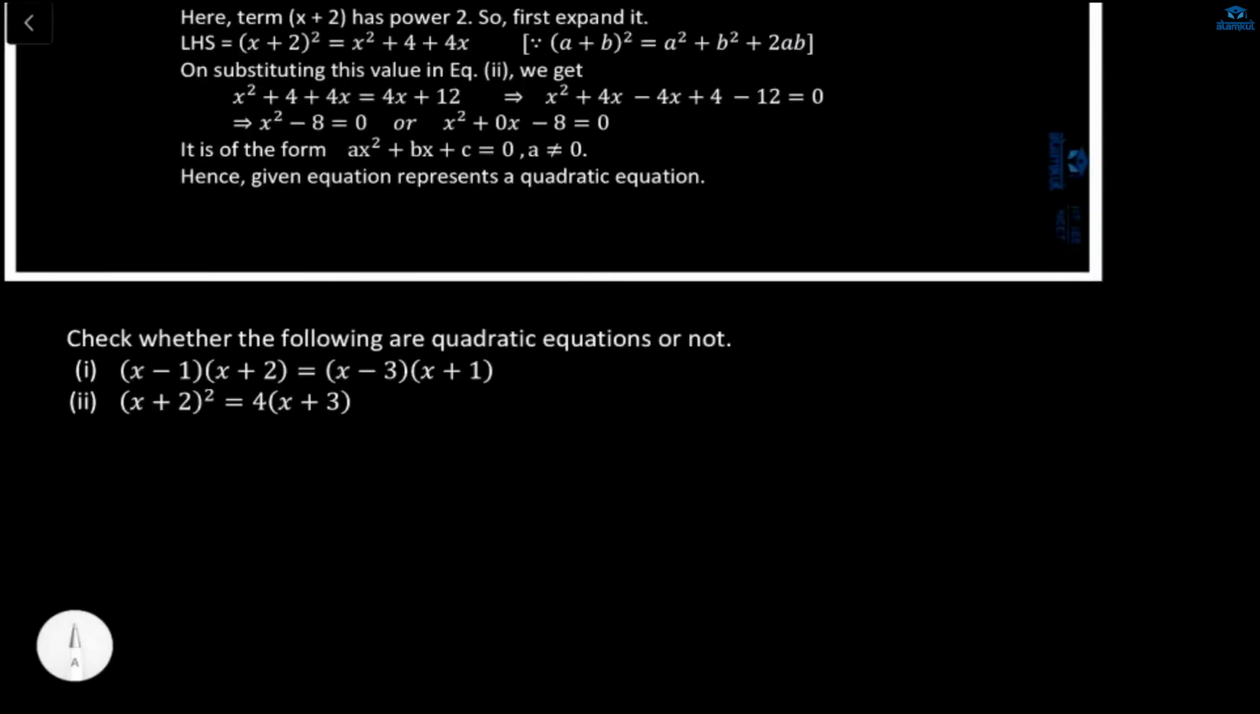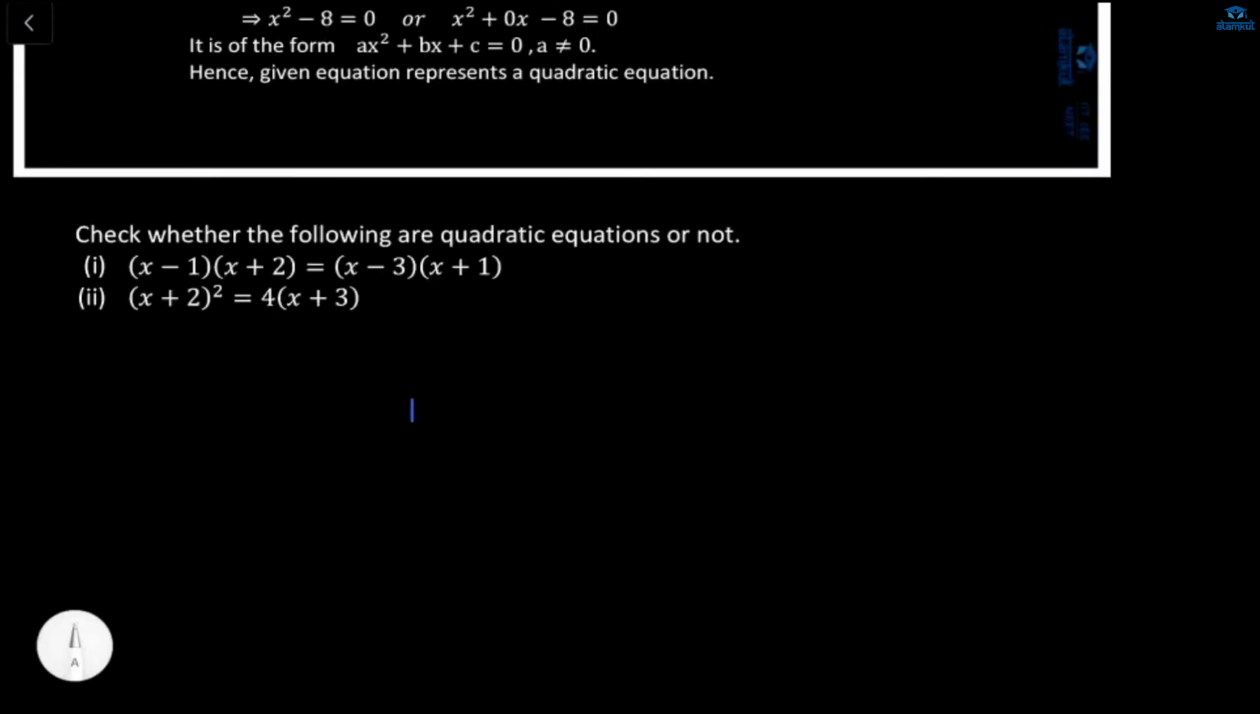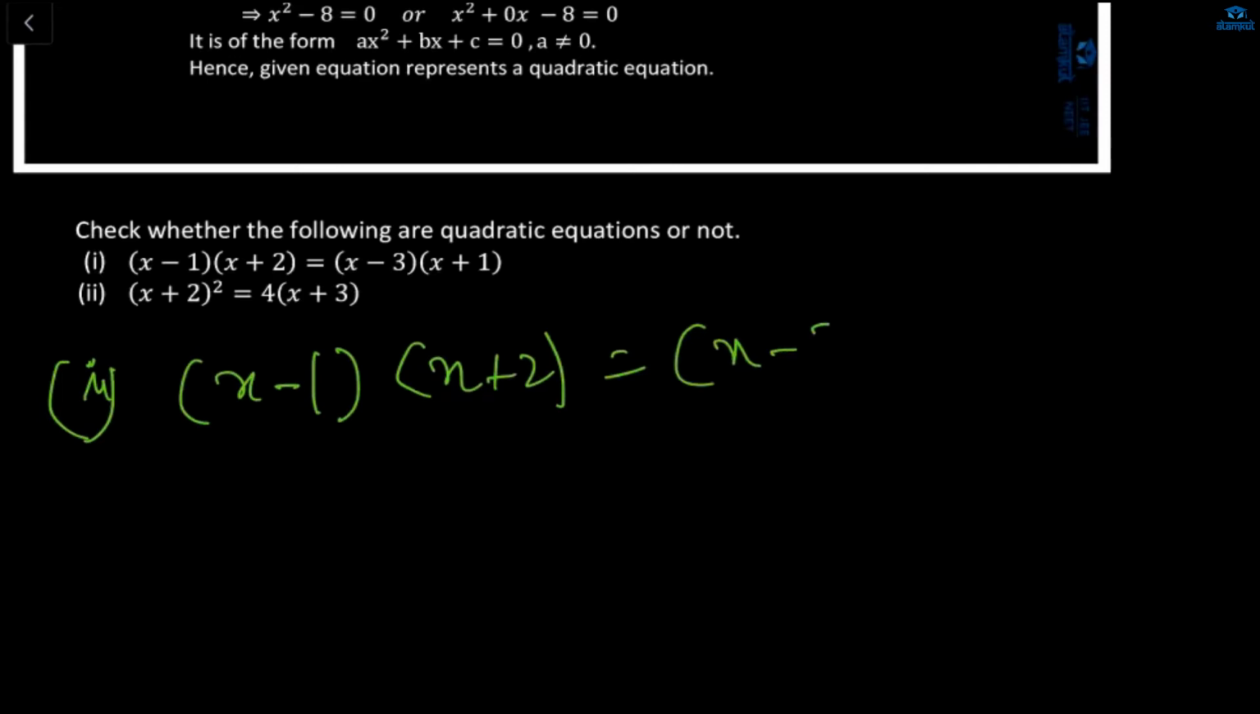Okay, now if you see here, 2 questions are given here, and let me do the first one first. Now you can see it is not in the standard format. Here it is written (x minus 1)(x plus 2) is equal to (x minus 3)(x plus 1). Okay, it is written like this.